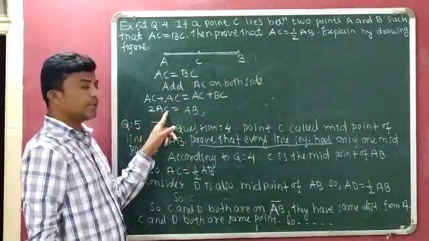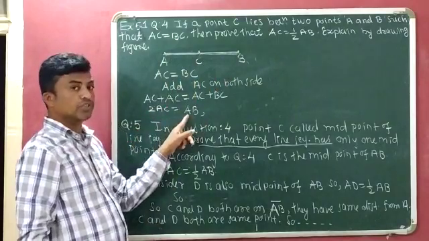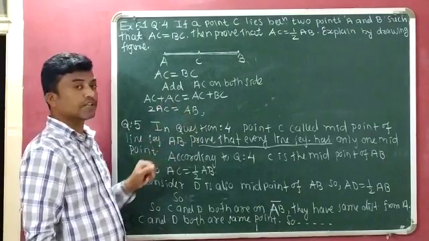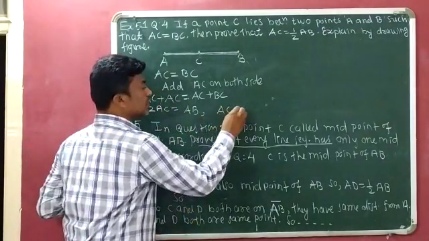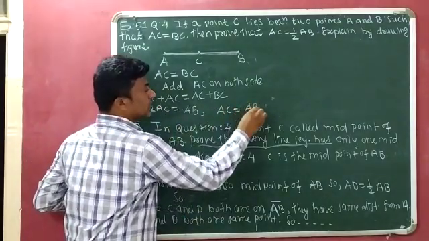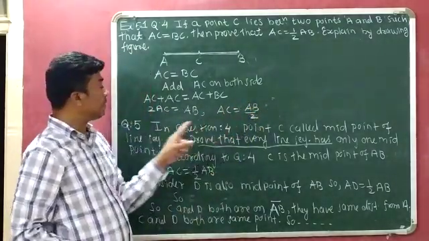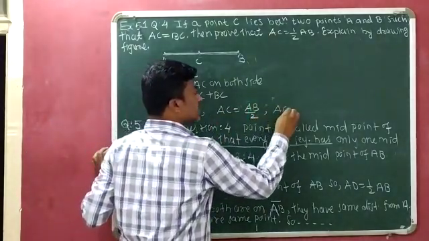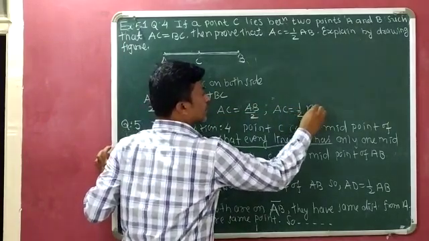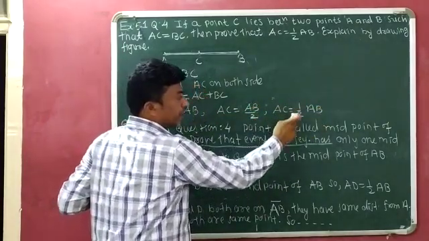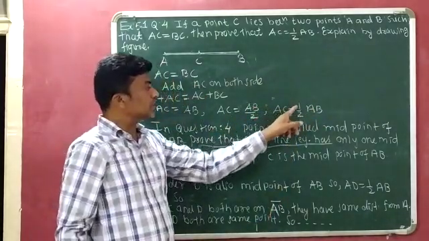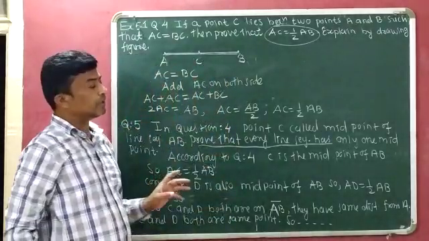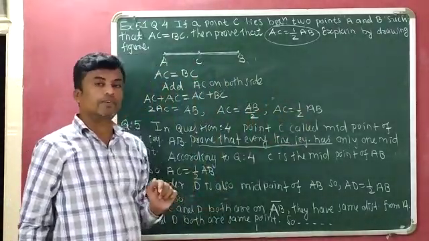Now we want to identify AC. So we have to change the side of the 2. If we change the side of the 2, then it will go in division on the other side of the equal. So AC is equal to AB divided by 2. 2 will go to the other side in division. And this we can write as AC is equal to 1 half AB. This AB divided by 2 we can write as 1 half AB. So AC is equal to 1 half AB. See children, that we proved, and the diagram also we drew.